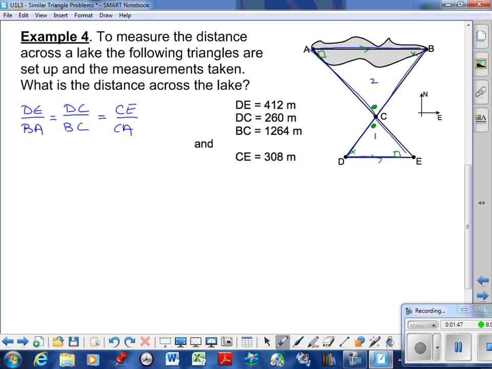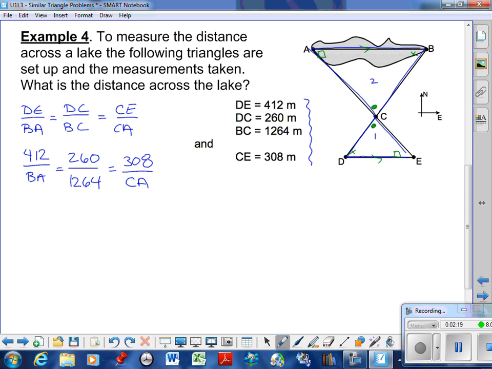All right. Now I'm going to plug in the information that was collected. This is information that, if you're a surveyor out measuring, is what you're sending back to the office. So DE is 412 meters. BA, I don't know what it is. DC is given. It's 260. BC is given. It's 1,264. CE is given. 308. And I don't know CA.